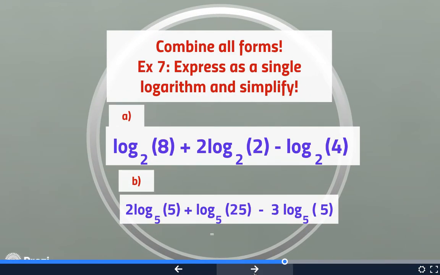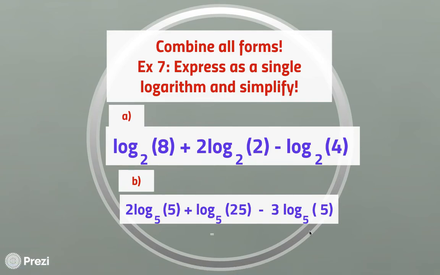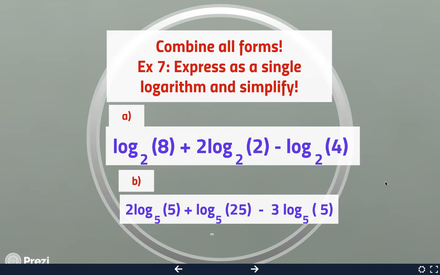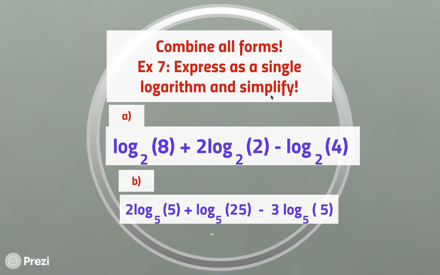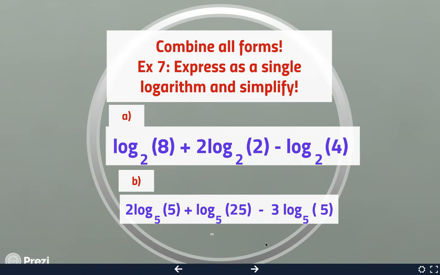Now we are reversing what we did in example 6. We have a bunch of logarithms written next to each other, and we are going to write this as one logarithm using all those nifty properties we talked about. And then, not only that, we will simplify. So we're going to solve for the log. Go ahead and pause the video and watch example 7, parts A and B.